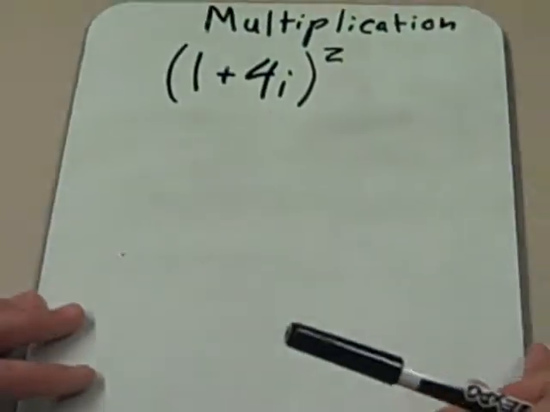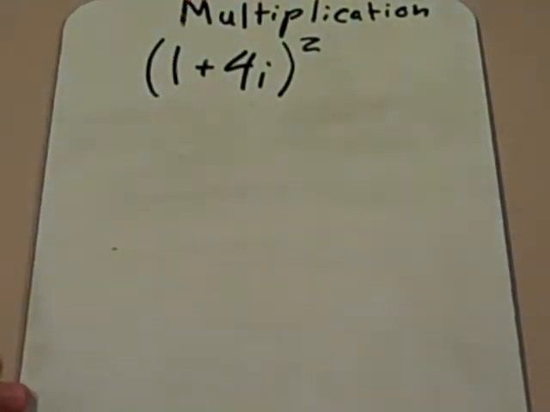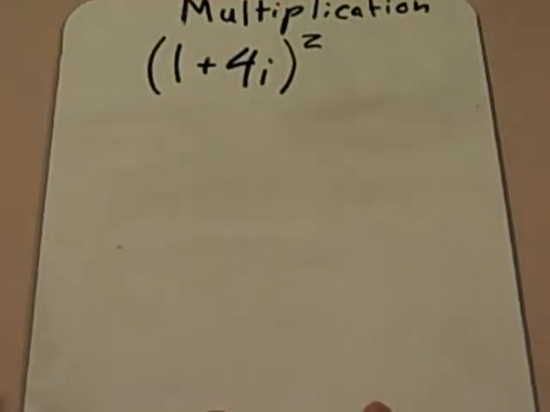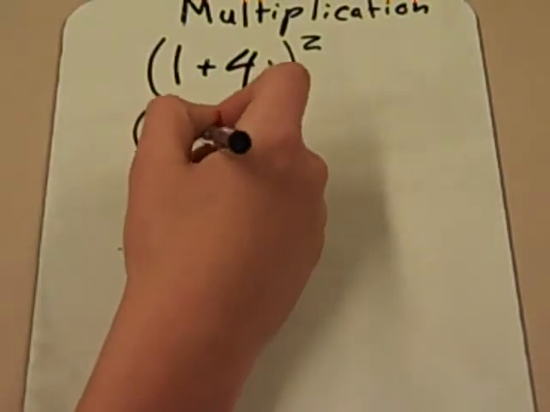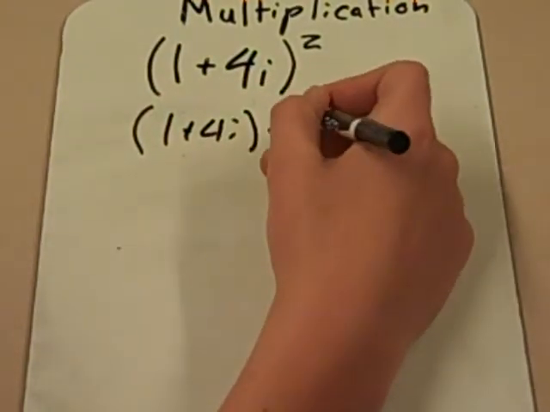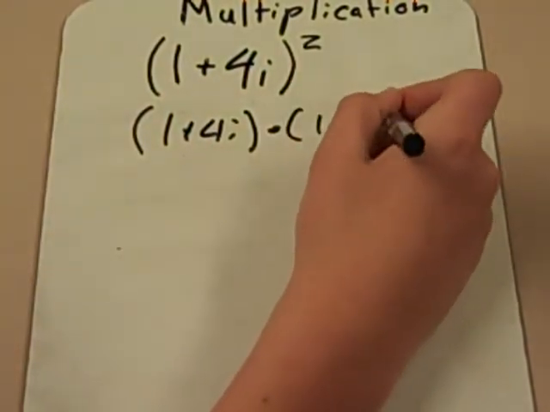Now that we know the basics of adding and subtracting complex numbers, we can multiply them as well. Multiplying is easy, since it will involve at least 2 separate terms and can be solved by FOILing. Here we have (1 plus 4i) squared, which is the same as (1 plus 4i) times (1 plus 4i). To solve this problem, we're going to FOIL and then combine like terms.